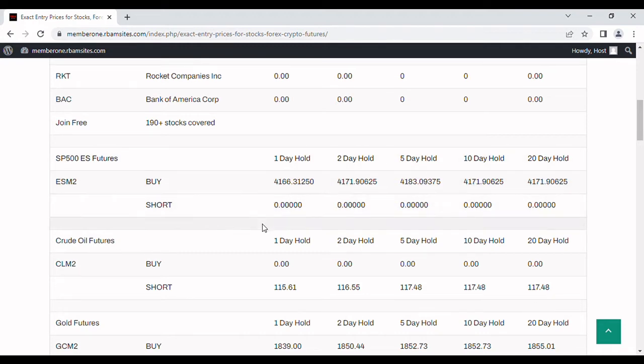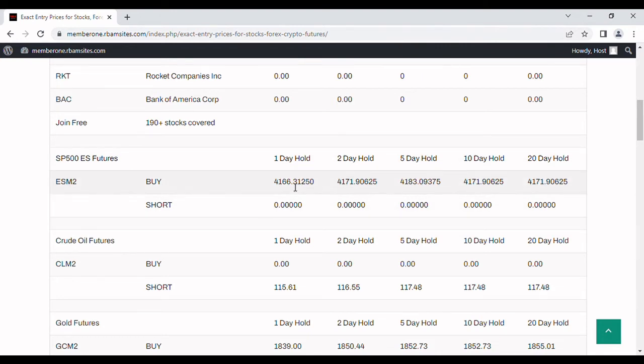each day on this page you're going to see either a buy or a short position. Today, for May 31st, you can see recommended prices to keep an eye on for buys only. You'll get either one or the other. So 4166.31 is a recommended buy price to take a look at if you're interested in holding the trade for one trading day. These are each trading days. These are not calendar days. So 1, 2, 5, 10, and 20 trading days.